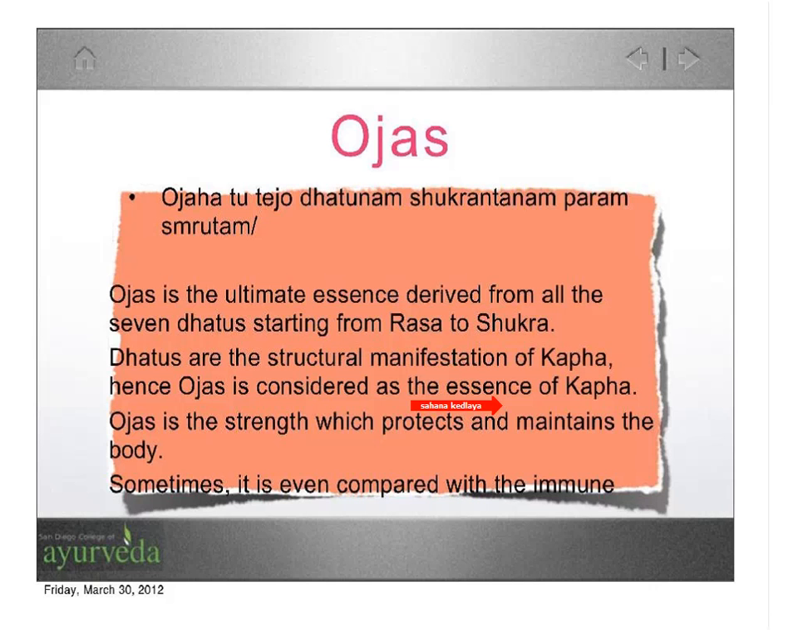Ghee is considered as the essence of milk. It is considered as the purest form, the most potent form of the milk. Similarly, Ojas is considered as the purest or most potent form of the Kapha. So Ojas is the strength which protects and maintains the body.